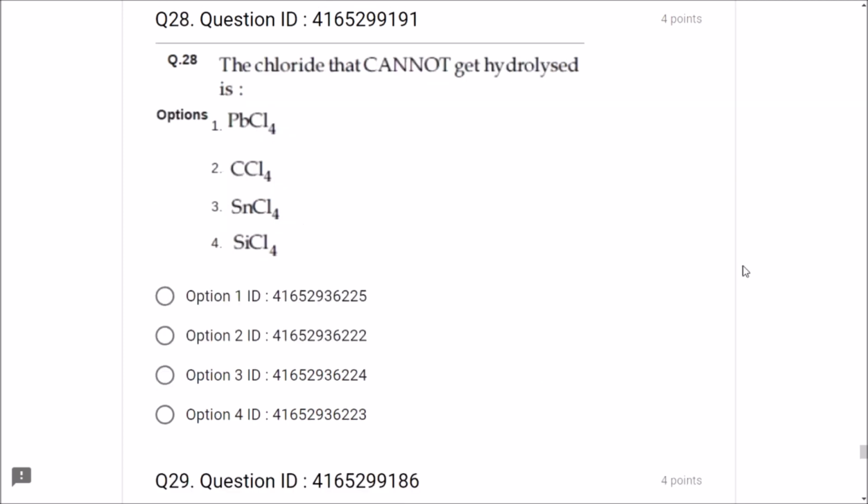Next, question number 28. The chloride that cannot get hydrolyzed. This is a key word, students. Cannot get hydrolyzed. What are these? Lead tetrachloride, CCl4, that is carbon tetrachloride, tin tetrachloride, tetrachlorosilane. So what cannot be hydrolyzed? CCl4 cannot be hydrolyzed. Option number 2 is correct, students.